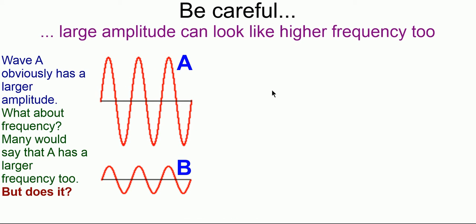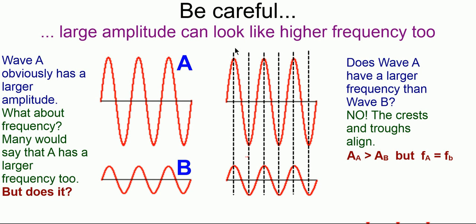Now, the last thing I want to say is that sometimes people look at a large amplitude wave compared to a small amplitude wave and think it also has a greater frequency, because this wave goes up and down faster. Let's see. Wave A obviously has a larger amplitude, obviously much larger than that one. But what about frequency? Many would say that A has a larger frequency too. But does it? Well, I'm going to copy that picture here and show you something. If I draw lines from the crest here to the crest here and the troughs, notice how they all line up. So these waves have the same frequency.